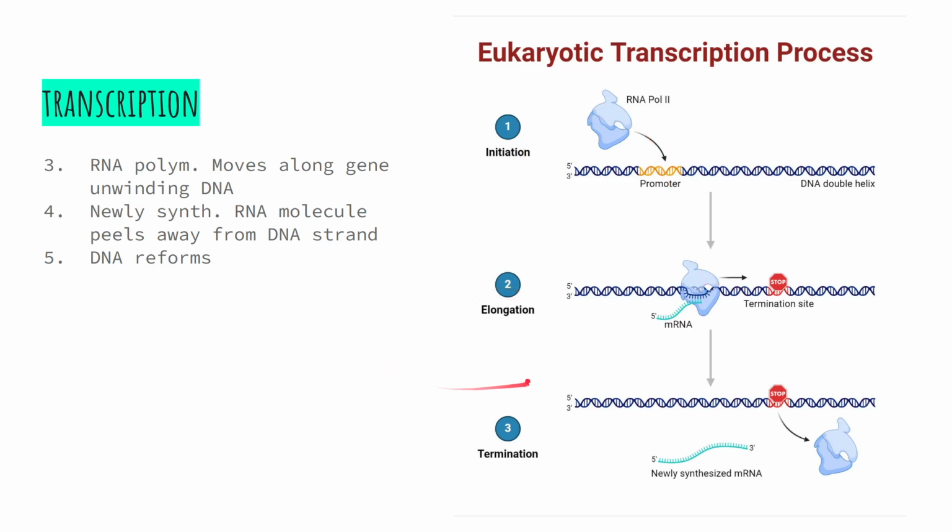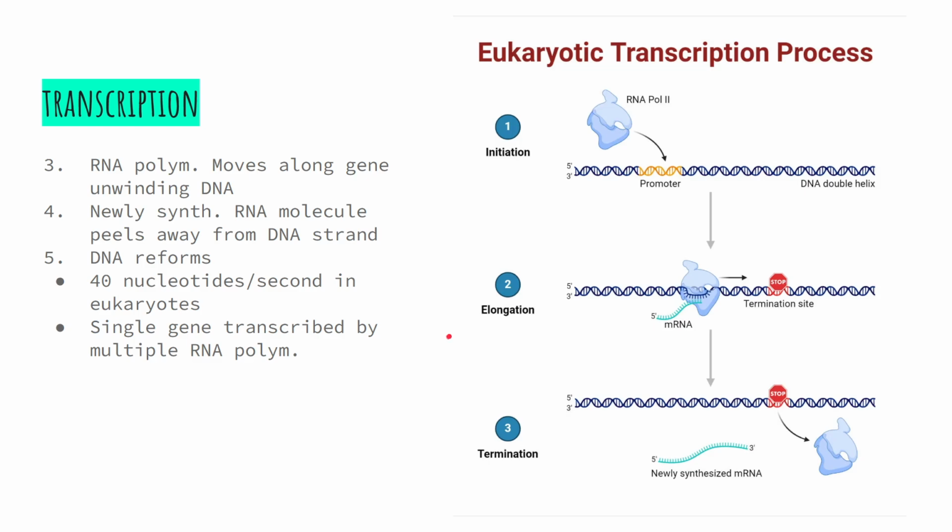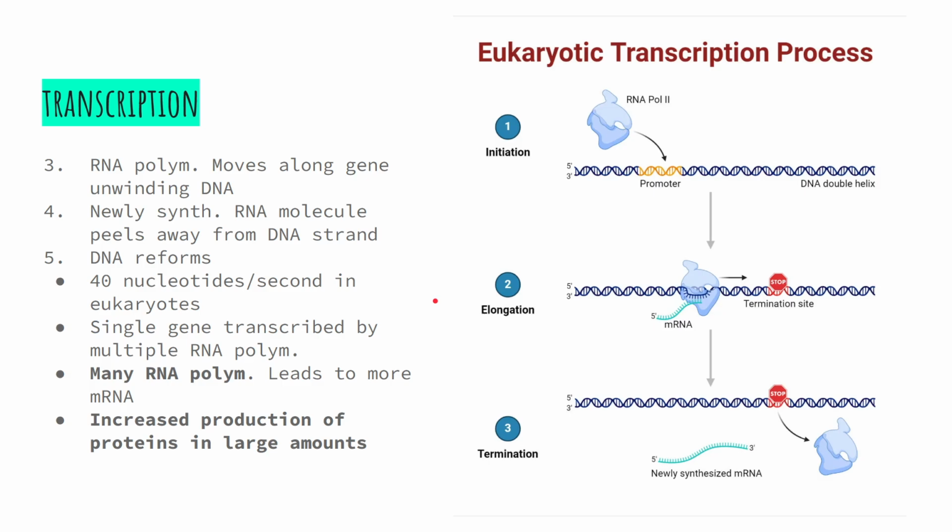So we have 3 different stages. There are roughly 40 nucleotides per second in eukaryotes, and a single gene can be transcribed by multiple RNA polymerases. So the more RNA polymerase we have running along these genes, the more mRNA is produced. More mRNA being produced leads to the increased production of proteins.